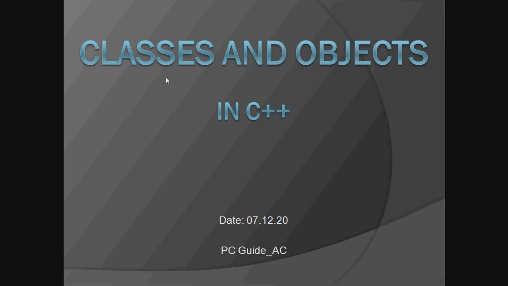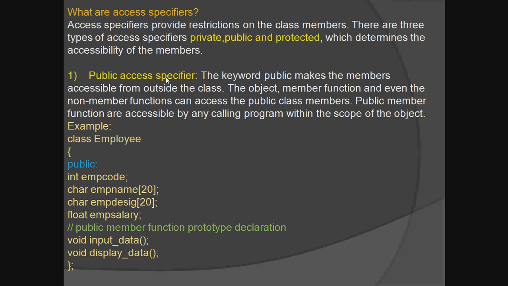Hello students, so today we're continuing with the revision of classes and objects for C++. In the previous video we discussed classes and objects, some examples based on them, and the data members and member functions. In this video we shall discuss access specifiers.